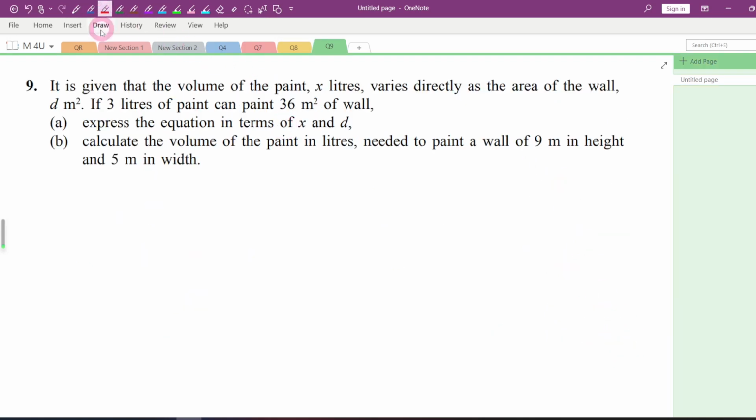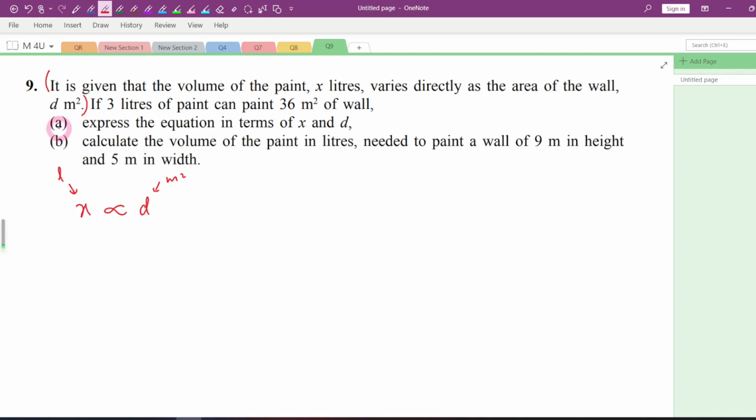Okay, now let's look at question number 9. It is given that the volume of the paint, x liters, varies directly as the area of the wall, d square meters. Okay, now after reading this question, we come out with this: x varies directly as the area of the wall, which is d. So this is in square meters, this is in liters.